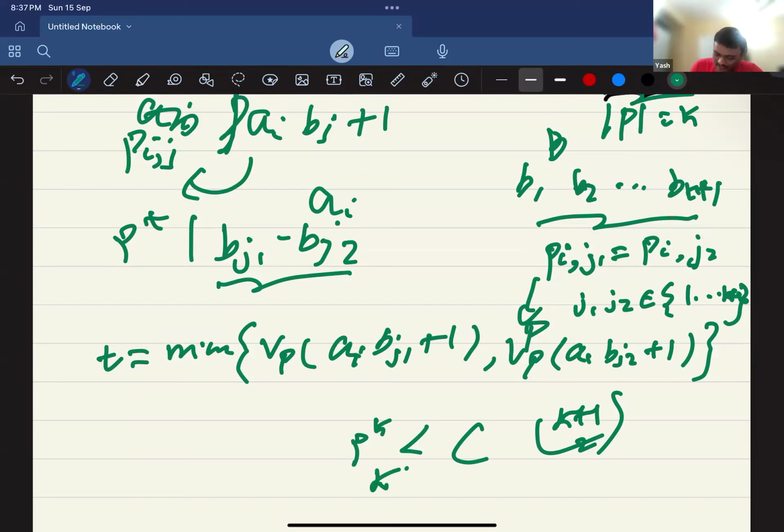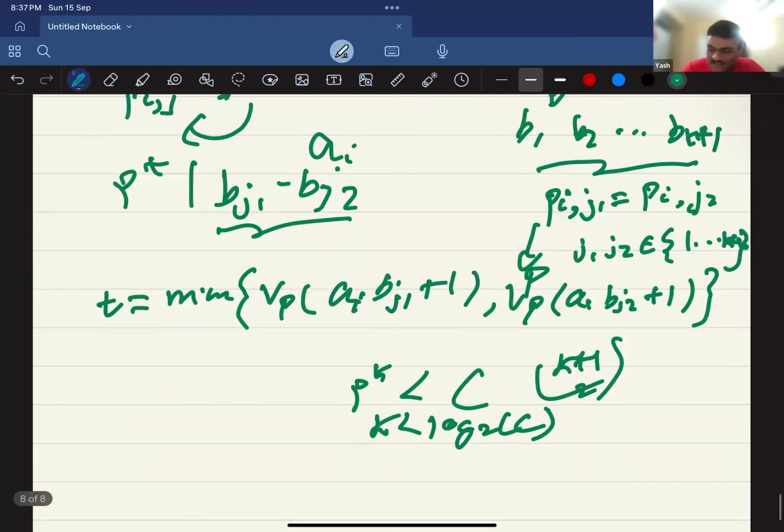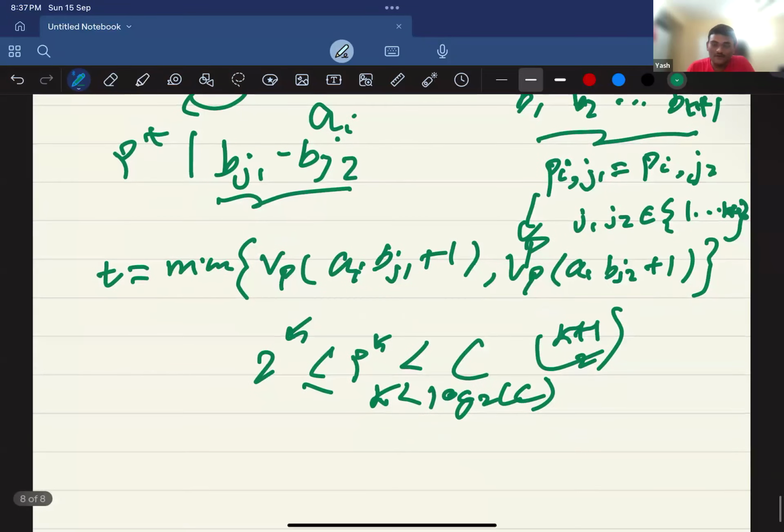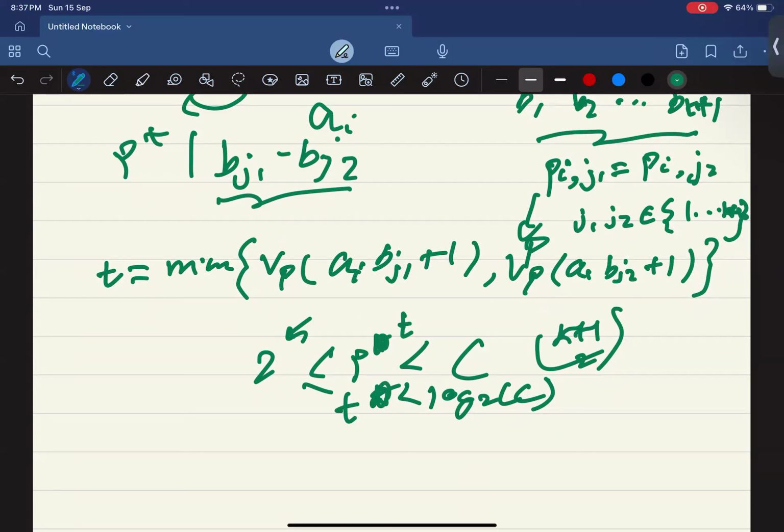Which means that t itself is bounded by log 2 of C. I mean, the bigger the prime is, the smaller the log is, right? So I'll just write it. This is greater than 2 to the t. So t is less than log 2 C, right? But now, what was t? t was the minimum of those. But for the individual terms, what was it? It was the largest vp.